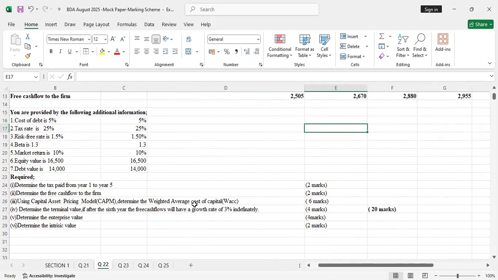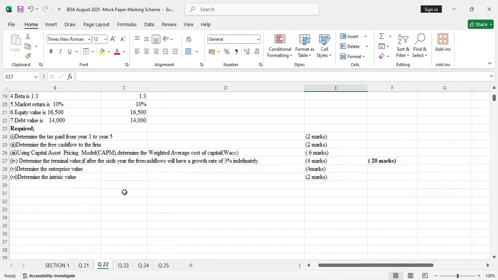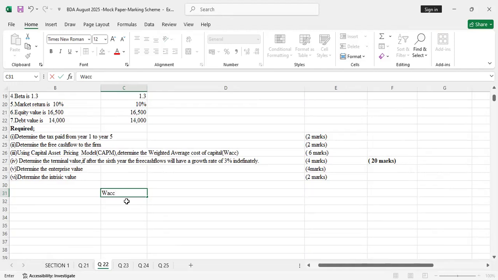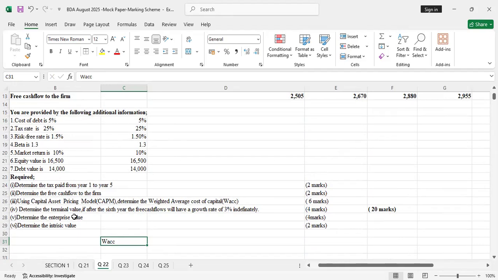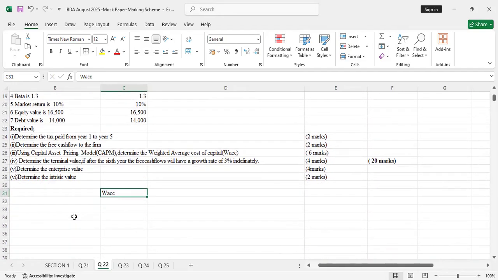Then number 3, using the capital asset pricing model, CAPM, determine the weighted average cost of capital. Yeah, so we should be able to calculate our own weighted average cost of capital. So I'll do it here. WACC. And we are specific to the CAPM model, the capital asset pricing model. Yeah, so we are going to have 2 formulas. So the first formula, we are going to check the cost of equity, because we have not been given the cost of equity. So how do we get the cost of equity?